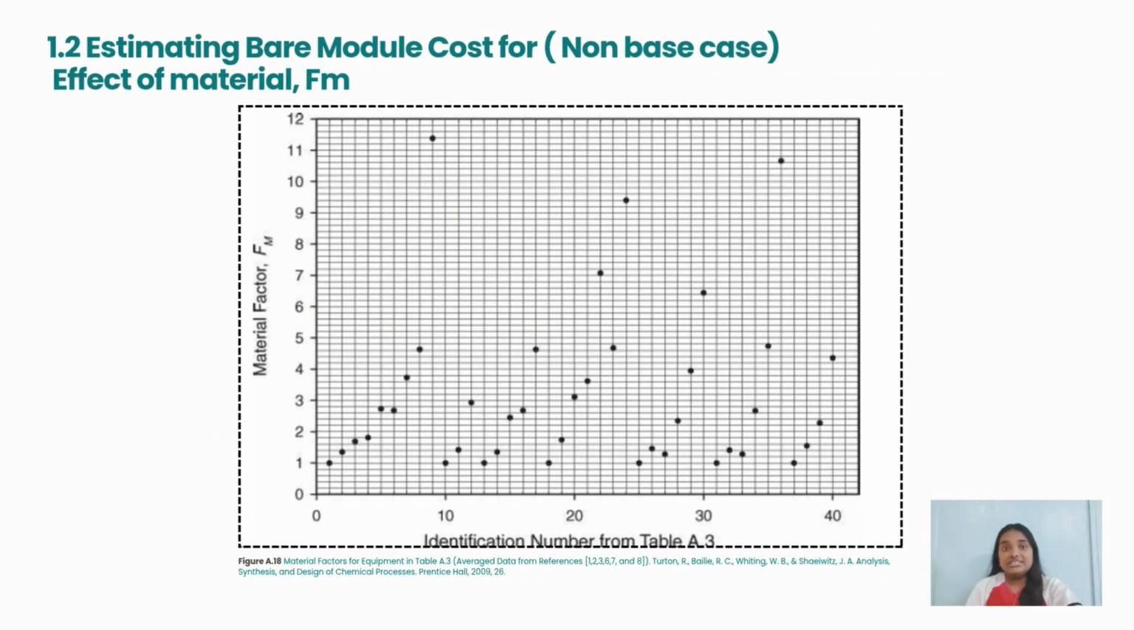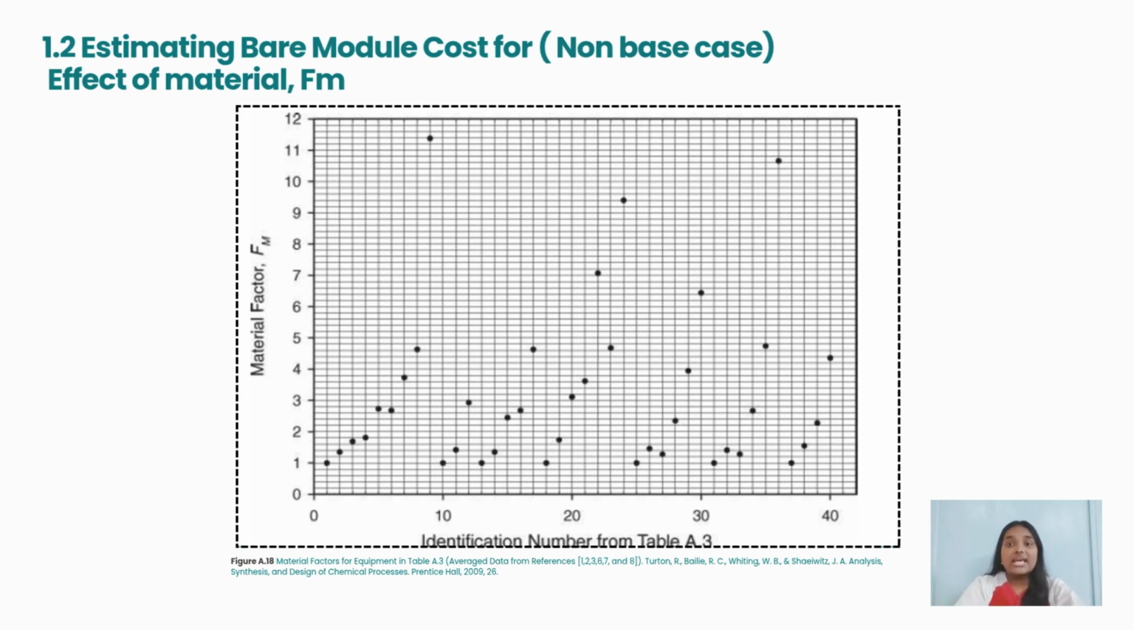Figure A18 demonstrates these material factors with the FM values on the vertical axis and equipment identification numbers from table A3 on the horizontal. Obviously, there is a considerable discrepancy between the FM values. FM figures close to 1 tell us that the material is nearly as costly as carbon steel. At the upper end, FM values can be greater than 11 or even 12, implying that the material price could be substantially higher than 10 times that of carbon steel. This explains why selection of the right material is critical for accurate cost estimation.